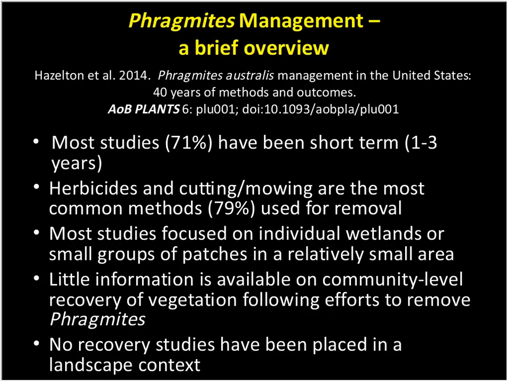But they've done a very thorough overview of what we know from the literature about these things. And what they found was that most of these studies have been very short-term. Herbicides, cutting and mowing are the most common methods that are used for removal. But most studies have focused on individual wetlands and small patches of Phragmites in a relatively small area. So we really have very little information on the success of much of the management that's been done on community-level recovery of vegetation and across a landscape.